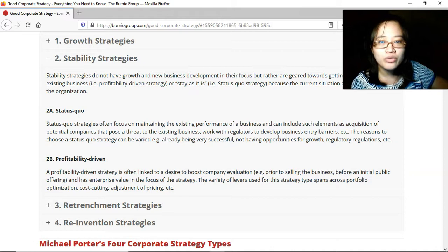Okay, and then another, work with regulators to develop business entry barriers, etc. The reasons to choose a status quo strategy can be varied. So, pwedeng already being very successful, not having opportunities for growth, or regulatory restrictions. Okay? So, minsan may mga limits din, or they do not want to breach a certain bracket kasi pag nilampasan nila, may mga additional regulations or something, or higher taxes probably.